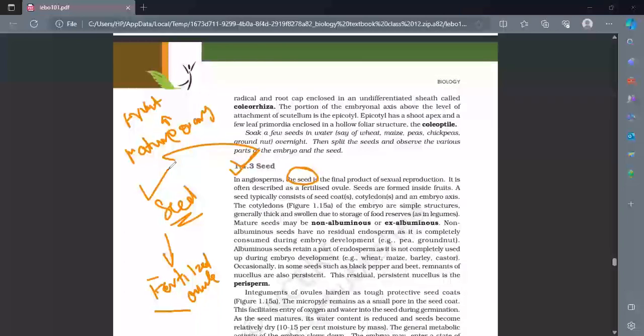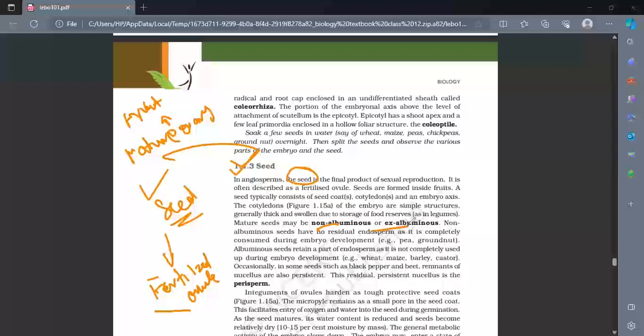Fine. Now, the next thing we talk about is what this seed actually contains, and what the different types of seeds are. So we have non-albuminous or ex-albuminous seeds as well. For example, whenever zygote formation is happening, an endosperm formation is also happening. This endosperm is providing nutrition to the growing zygote.